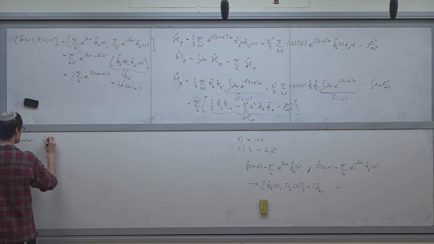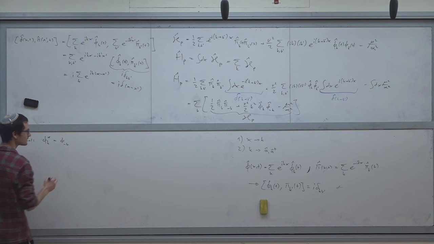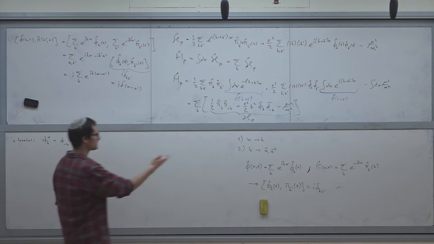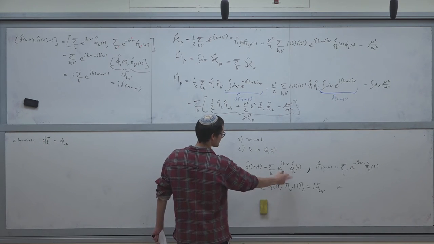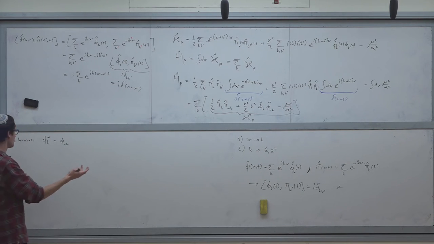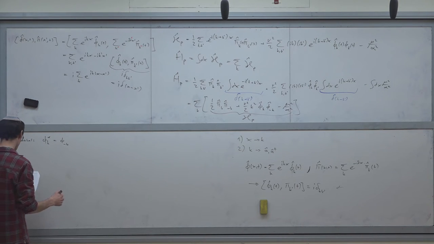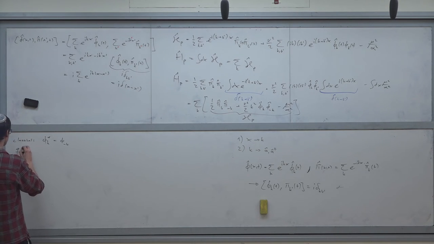You see that phi k star is equal to phi minus k. Right, so just take the inverse of this transformation and you'll see it right away. E to the ikx and e to the minus ikx are related either by plugging in k equals minus k or by taking the complex conjugate. Right? And the same goes for pi.